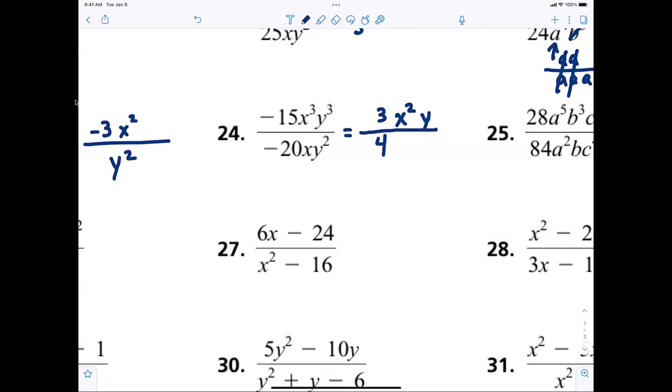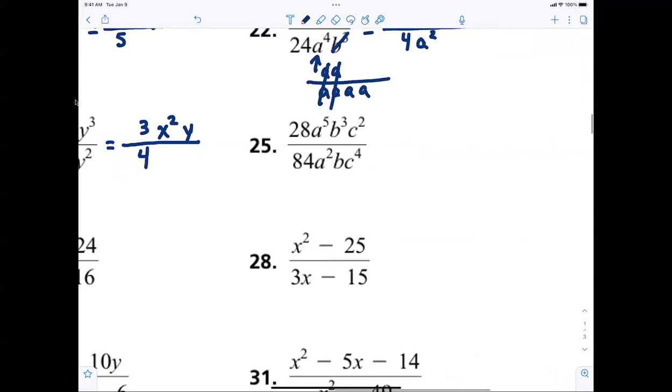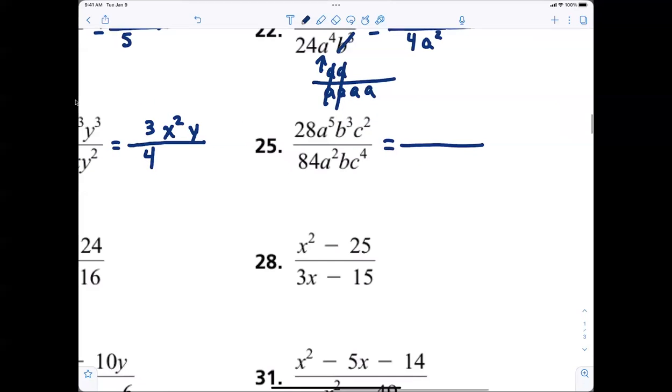Anybody? All right, now I'm going to give you a second. Everybody try 25. 30 seconds. Put the timer on the clock. Ten seconds. Okay. 28 and 84, what does that reduce to? 1/3. Anybody have a problem with that?